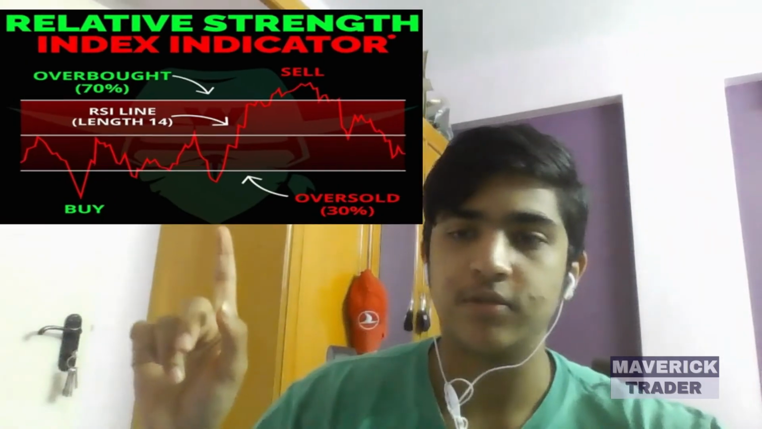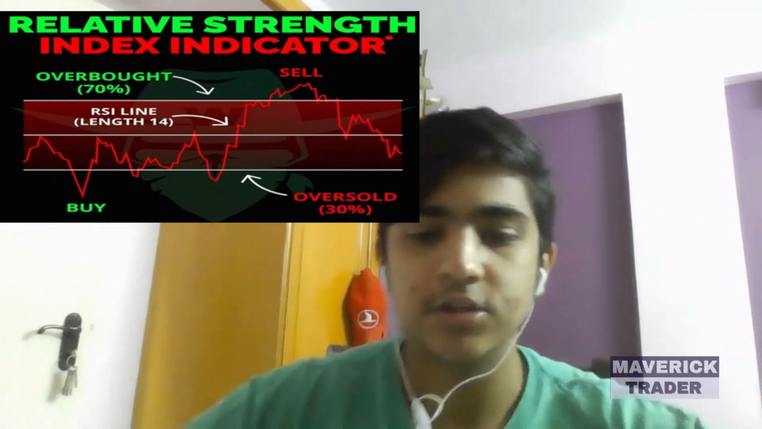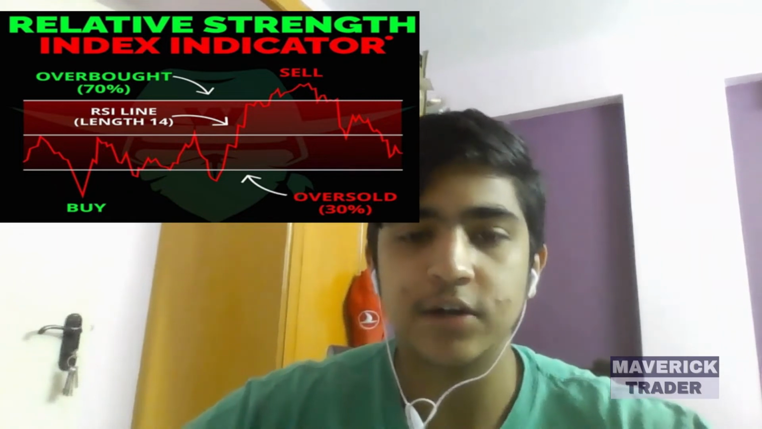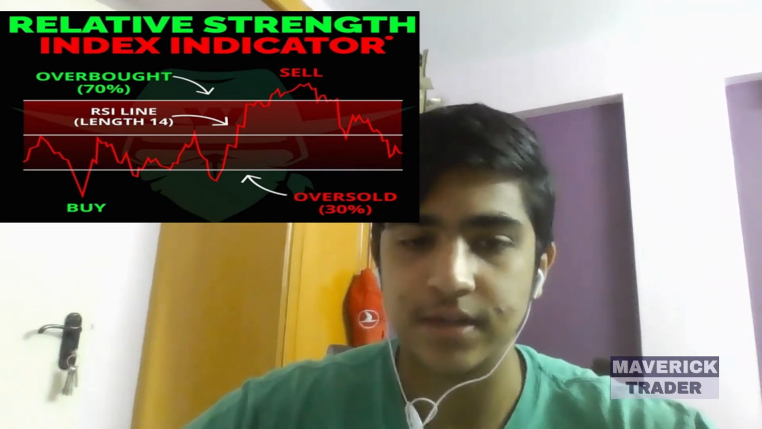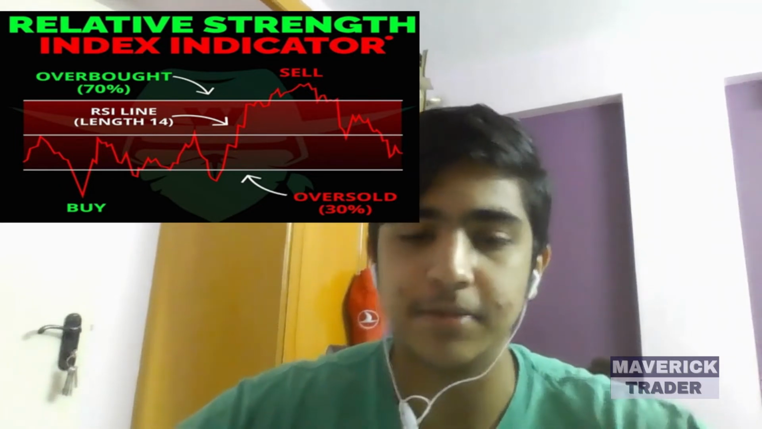So what is RSI? RSI is basically the Relative Strength Index. It measures the strength of price at a particular point. It says how overbought or oversold a stock is. Like you can see in this diagram, there are two levels: one is 70 and one is 30, the 70% level and the 30% level.